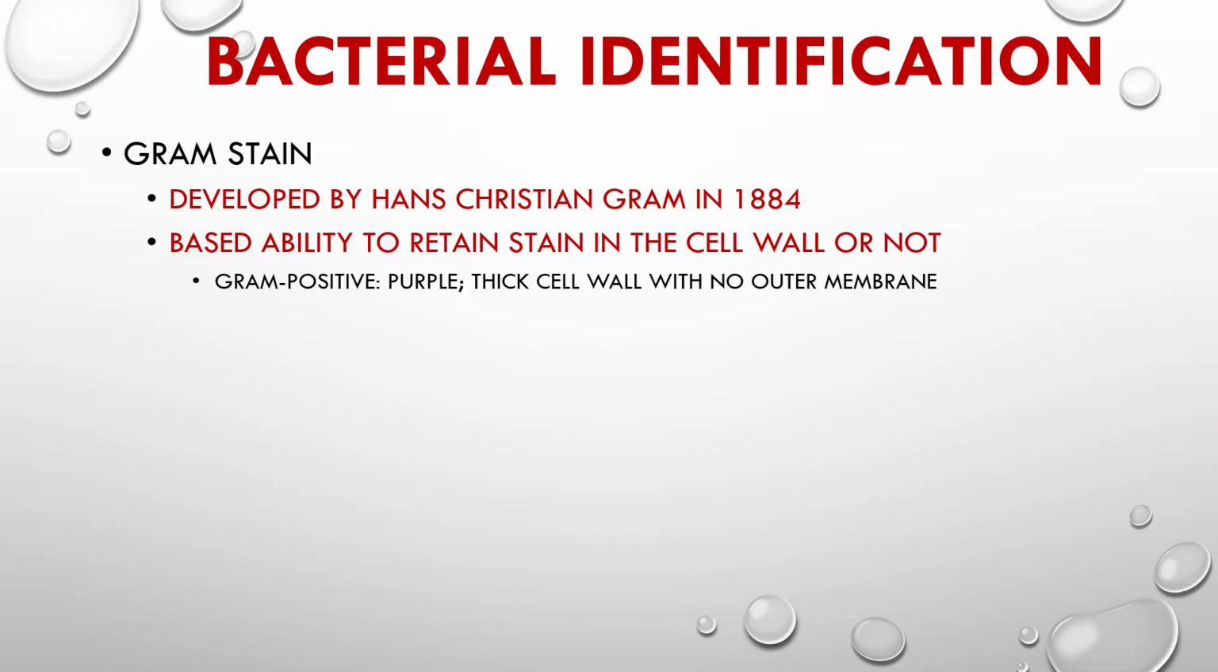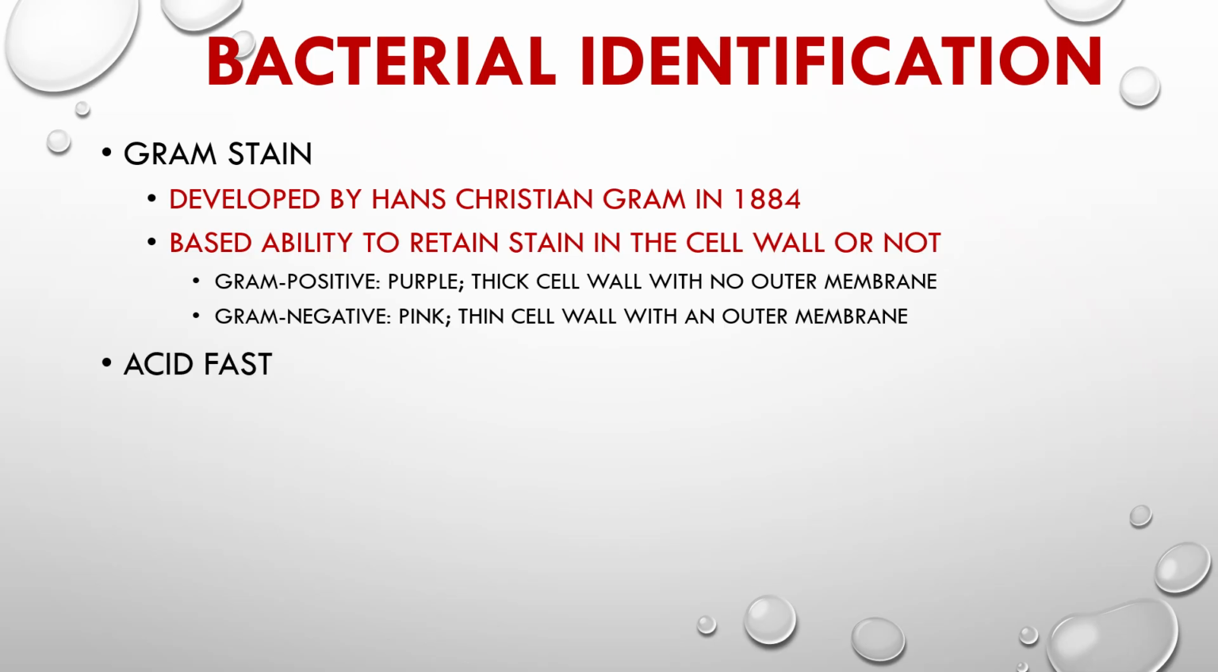Now, the reason for that is because we have gram-positive and gram-negative cells. Gram-positive will be purple in a Gram stain, and gram-negative will be pink. The reason for that is that gram-positive have a very thick cell wall, and they don't have an outer membrane, so they're going to hold on to that stain, whereas the negative have a very thin cell wall and an extra membrane on the outside, so the stain and the dye can move across that and not get trapped.